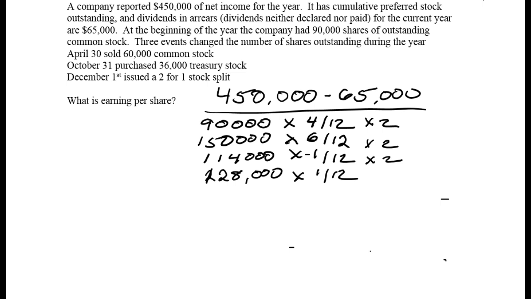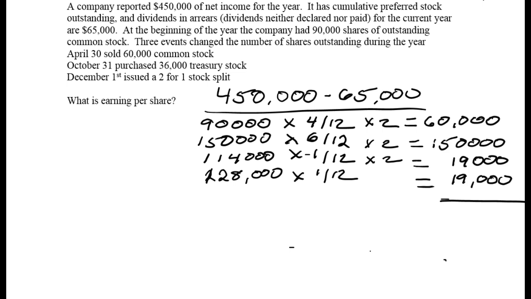Now I just need to do the math. Doubled the first 3 layers and did the last one straight up. What is that total? Our weighted average number of common shares outstanding is 248,000. So now you're ready to calculate earnings per share. 450 net income minus 65 preferred dividends divided by 248, weighted average number of common shares outstanding. Resulting number is $1.56 earnings per share.